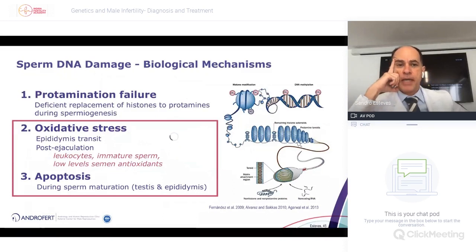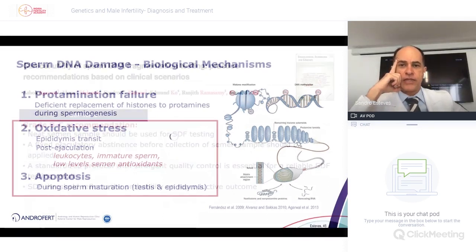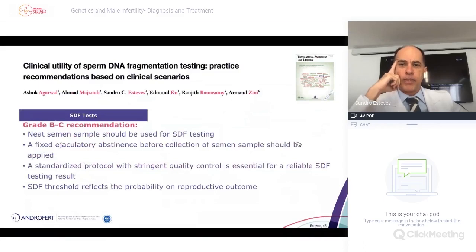Well, the tests I have already mentioned to you in this paper that I shared with you, the clinical utility of sperm DNA fragmentation testing. It's a guideline we published in Translational Andrology and Urology. So you see recommendations based on clinical scenarios. In this guideline, we provide recommendations for testing.